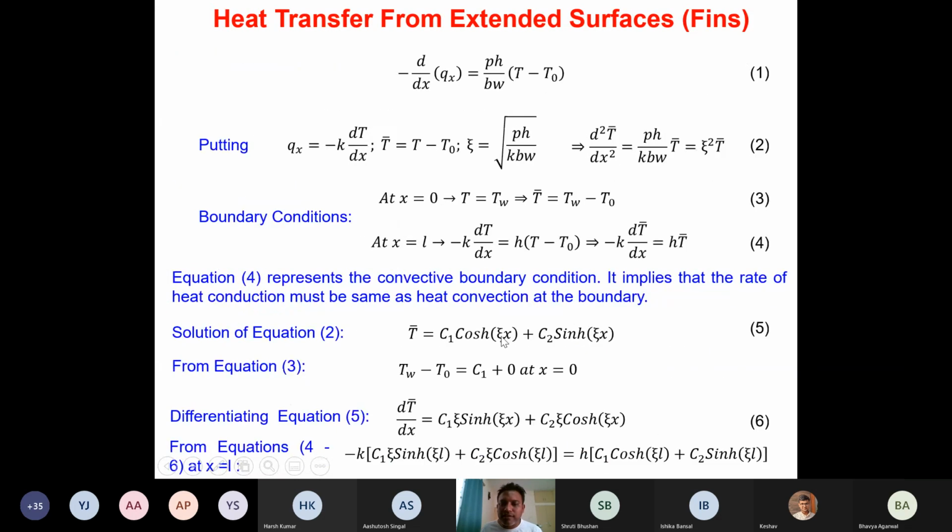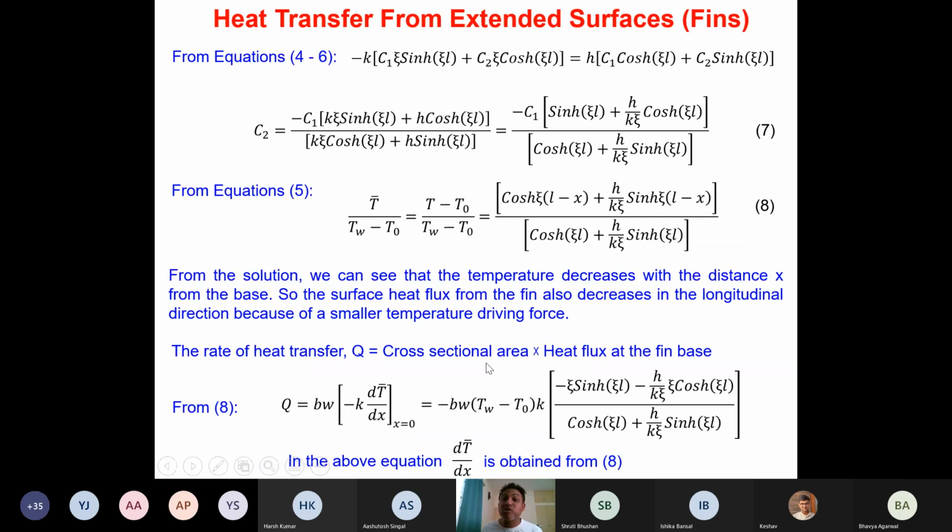c1 and c2 both we can put in equation number 5 and rearrange the equation. Remember, this equation is in terms of x, but c1 is nothing but tw minus t naught, whereas c2 is given in terms of zeta L. So if you rearrange all the common terms in terms of c1, that c1 will come out, and it will come in the denominator here. So that's why this becomes t minus t naught divided by tw minus t naught. Remember, c1 is nothing but tw minus t naught, isn't it?